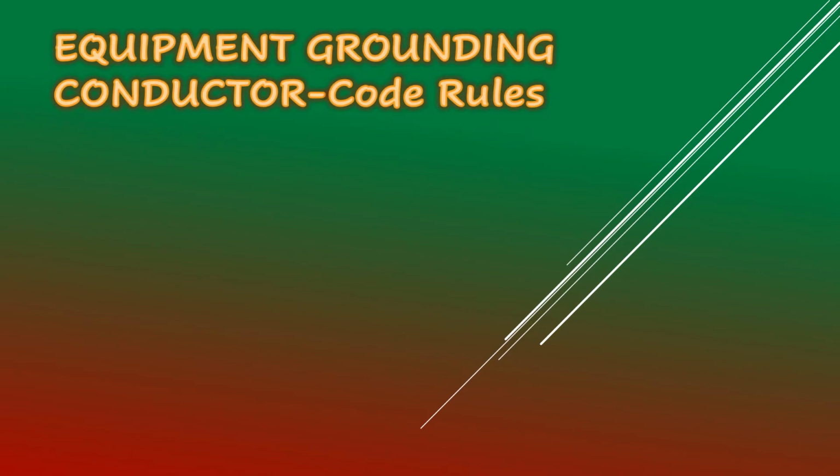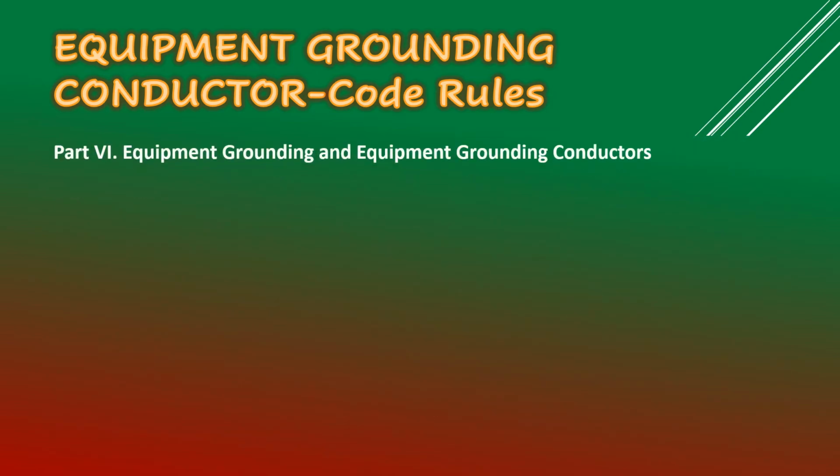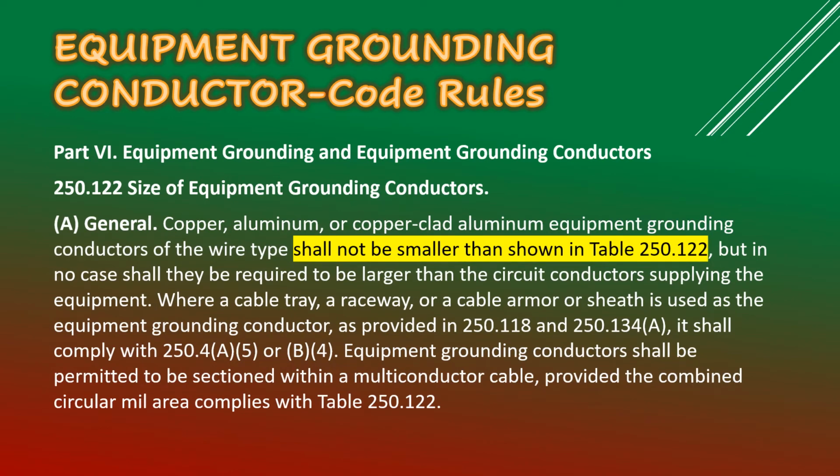For the equipment grounding conductor, the code rules are also discussed in my first video lecture episode. Equipment grounding and equipment grounding conductors, size of equipment grounding conductors. This is the code rule. It mentions that copper or copper-clad aluminum equipment grounding conductors of the wire type shall not be smaller than shown in Table 250.122.